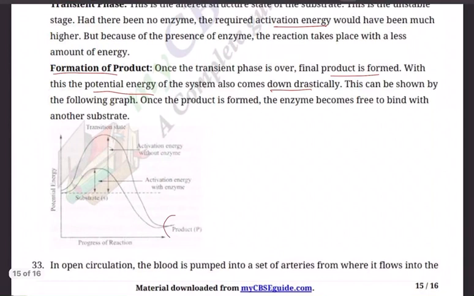Once the product is formed, the enzyme becomes free to bind with another substance. Look at this. Once the product is formed, now the enzyme is not required. Means it can go for the next one.